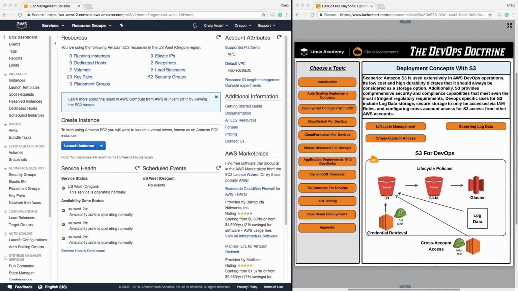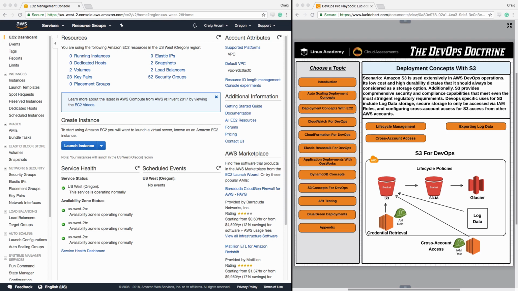Hey folks, welcome. In this section of the course, we're going to talk about some deployment concepts with S3. Now, S3 is kind of a complementary resource when doing DevOps in AWS. It's kind of like that supporting actor that gets a lot of scenes in the movie.